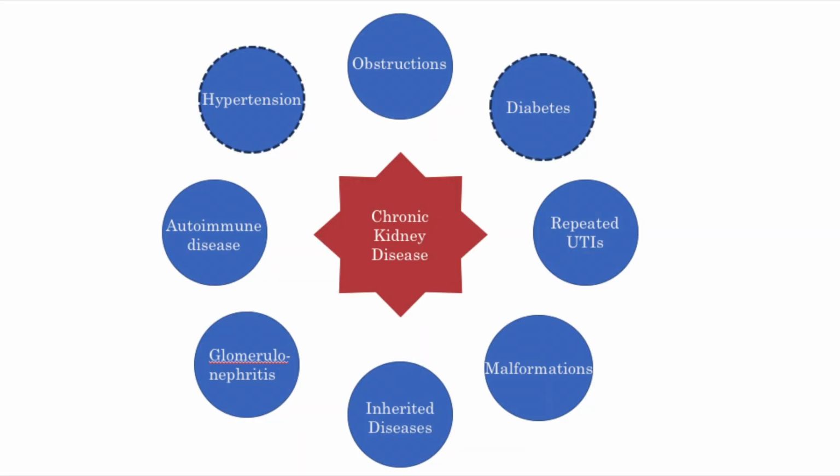The causes. There are two main causes of chronic kidney disease: diabetes and hypertension. Others include glomerulonephritis, inherited diseases such as polycystic kidney disease, malformations, lupus, obstructions, and repeated urinary infections.